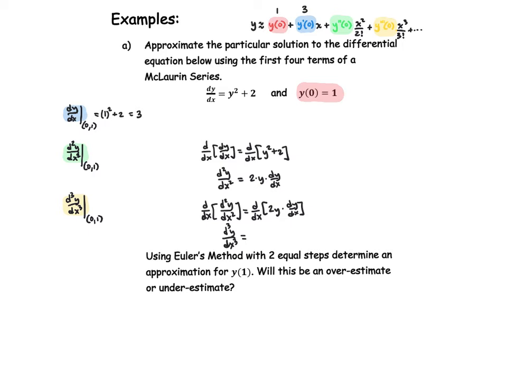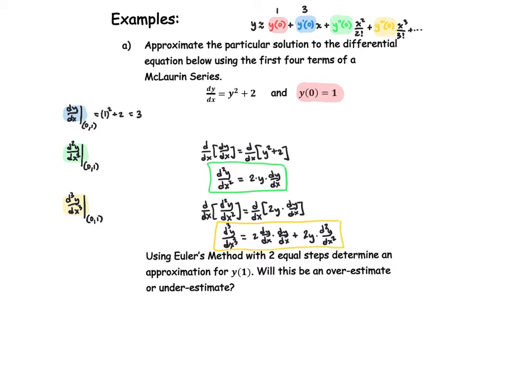So product rule on this would give me the derivative of 2y is 2 dy dx, and I'm going to leave that second dy dx alone, plus I'm going to leave 2y alone and multiply it by the derivative of dy dx, which is the second derivative of our function. Okay, so here I've got my second derivative, and here I've got my third derivative.